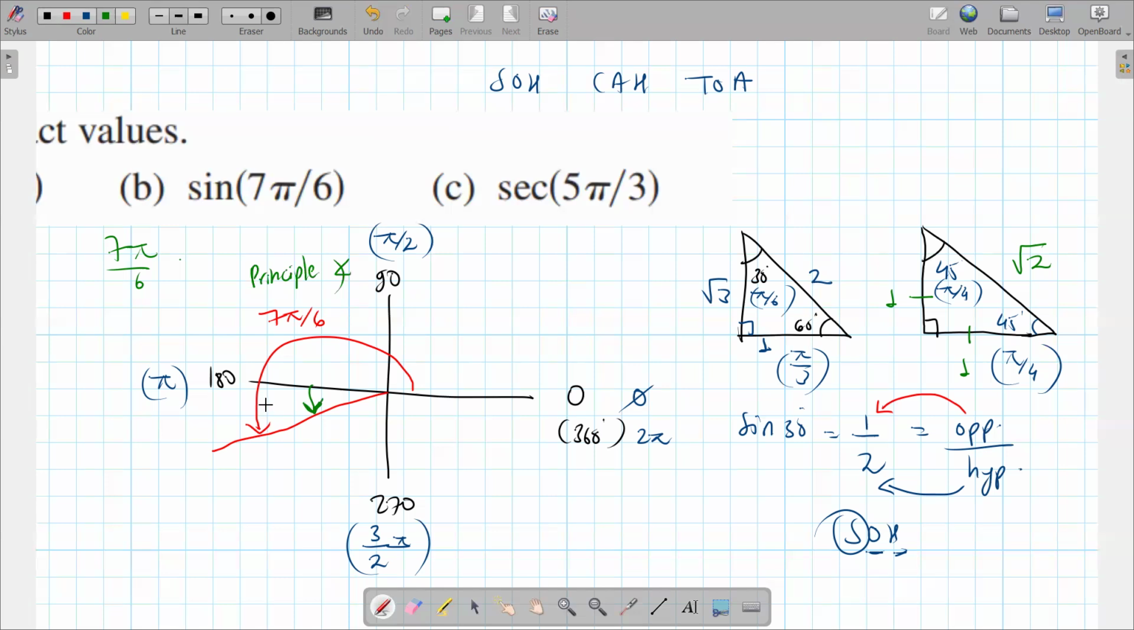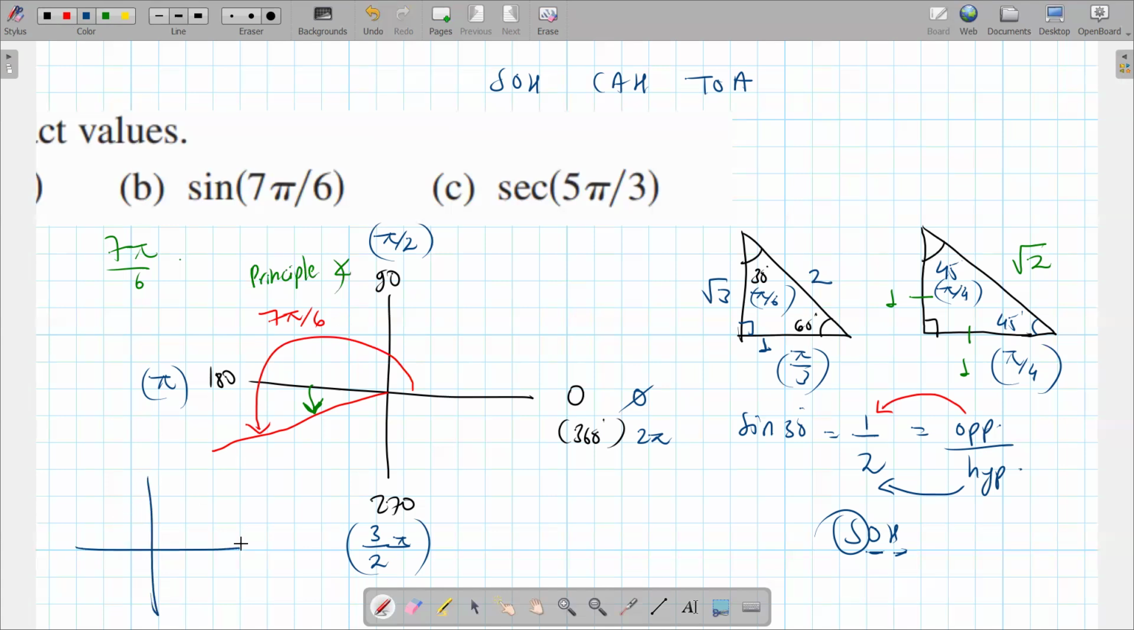The big thing is 7 pi over 6, okay? Up until here is pi, okay? Up until here is pi. We're just interested in this chunk. So the related acute angle is simply going to be 7 pi over 6 minus pi.